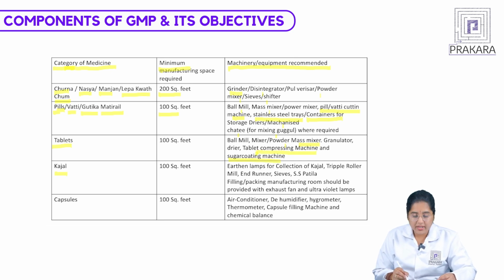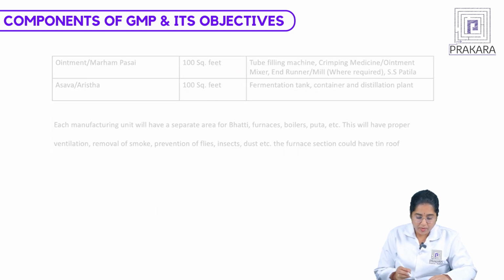And kajal, for that also 100 square feet area is required. See, earthen lamps for collection of kajal, triple roller mill and end runner sieves, SS patilla, filling, packing. The manufacturing room should be provided with exhaust fan and ultraviolet lamps. For this, exhaust fan, ultraviolet lamps and lamps for collection of kajal are required. Coming to the capsules, here air conditioner, dehumidifier, hygrometric thermometer, capsule filling machine, sealing machine and chemical balance are required for the capsules. Then coming to the ointment.